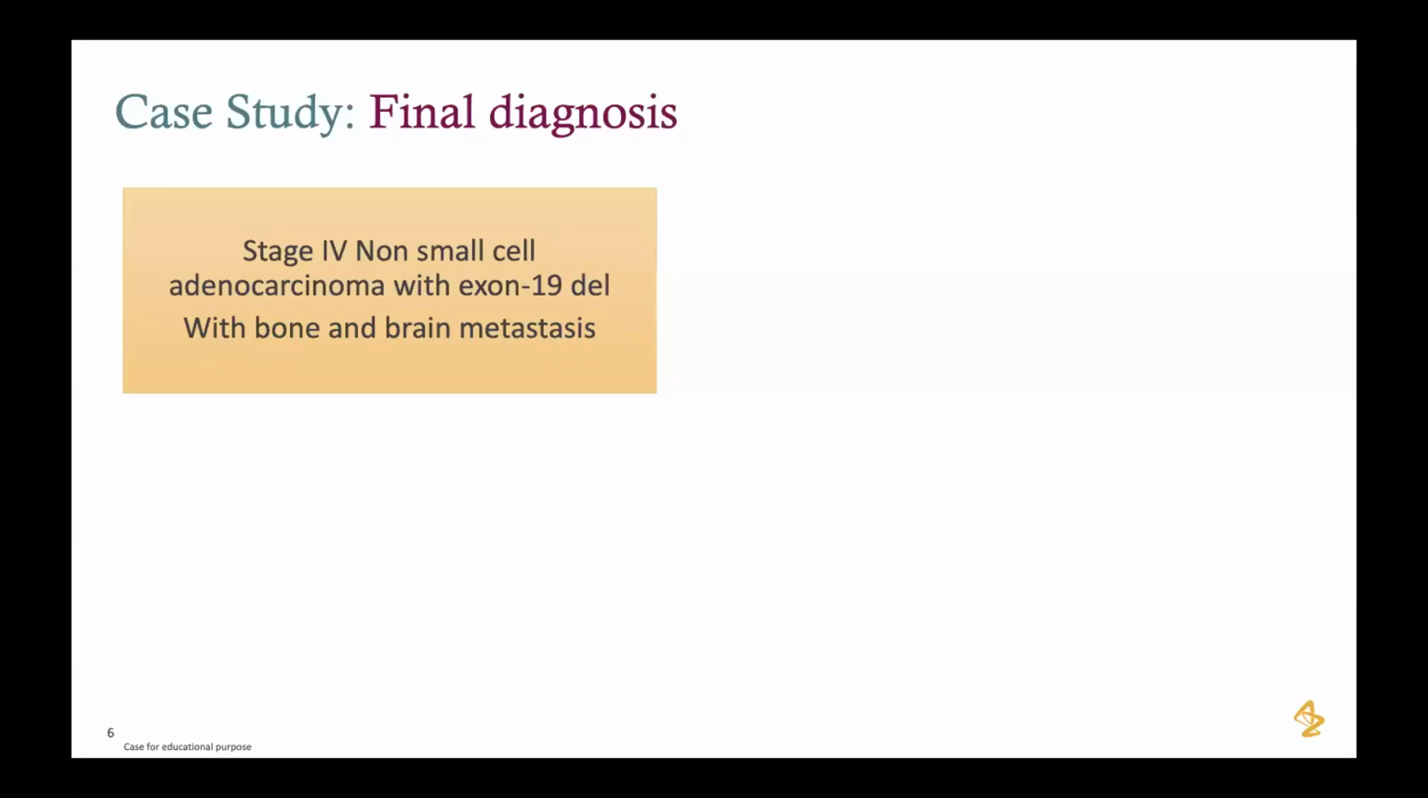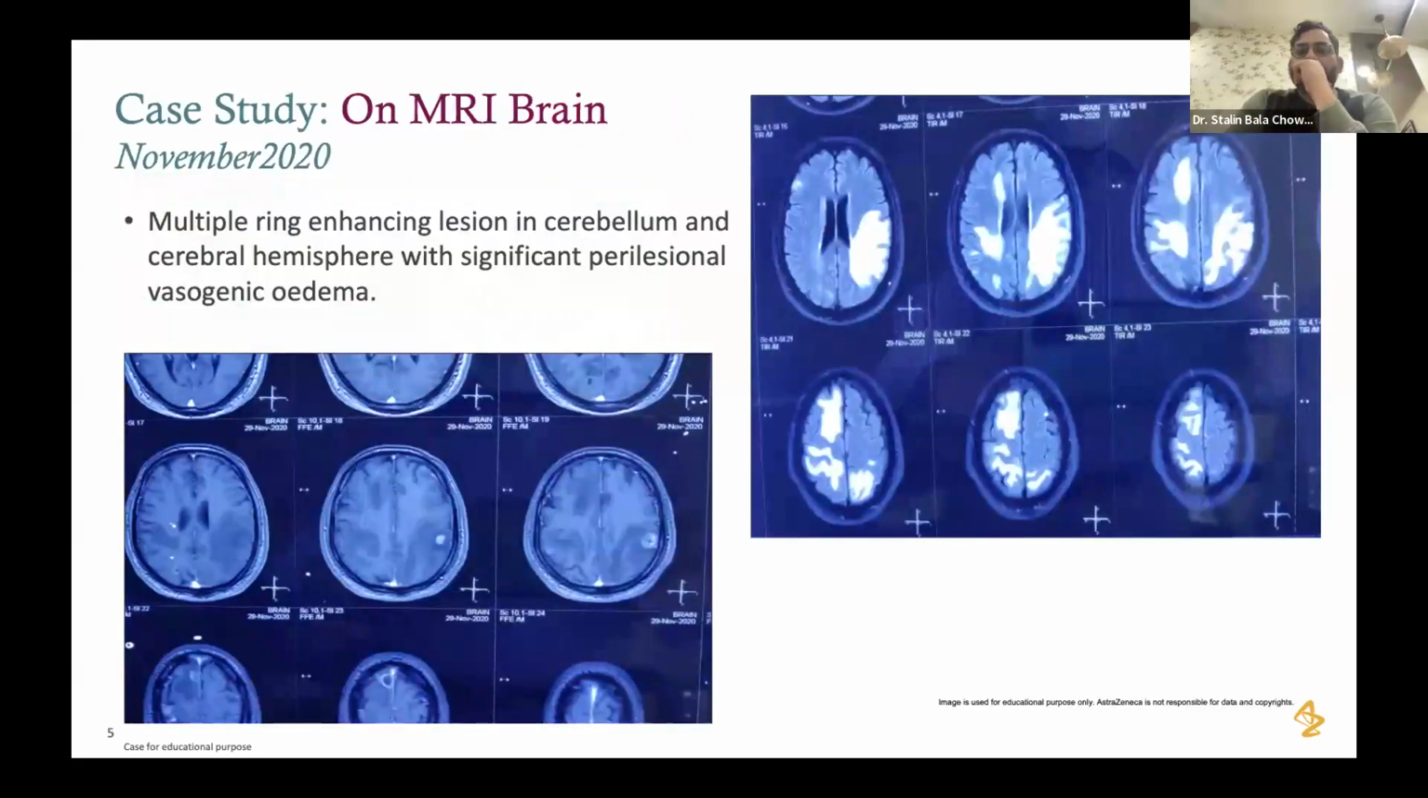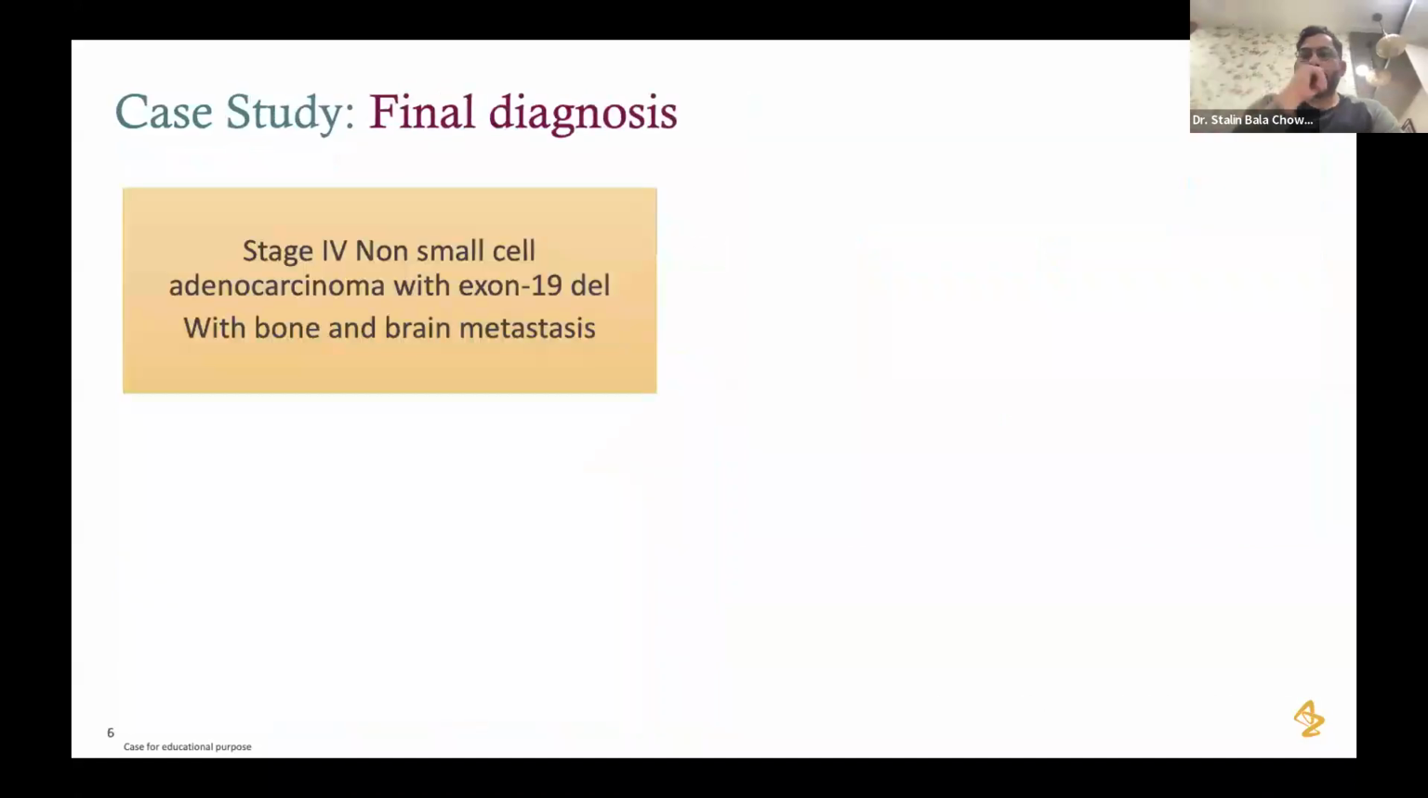bone metastasis. And if it is solitary brain metastasis, then initially I would like to go ahead with radiotherapy also, symptomatic brain metastasis. So this is multiple ring enhancing lesions in cerebellum and cerebral hemisphere with significant perilesional vasogenic edema. So for this case, what are you going to do? Then I would like to offer, if the patient is symptomatic, short course whole brain radiation, followed by osimertinib. Okay.